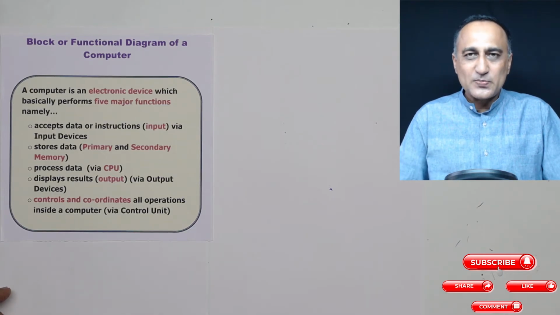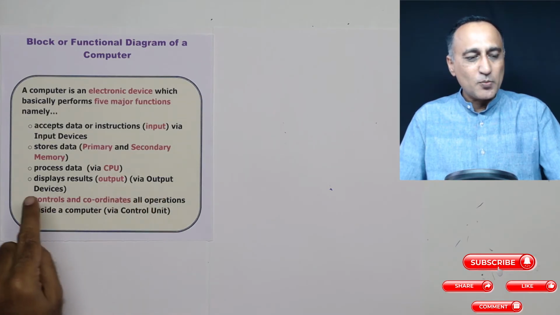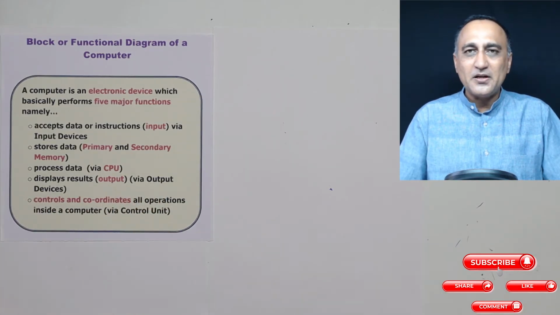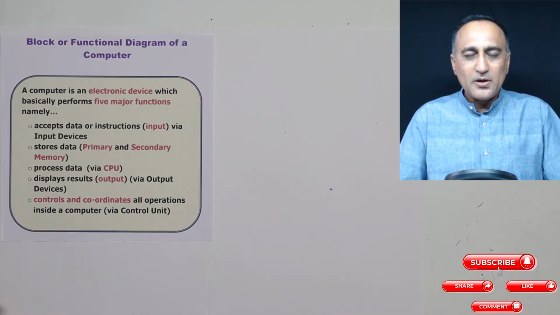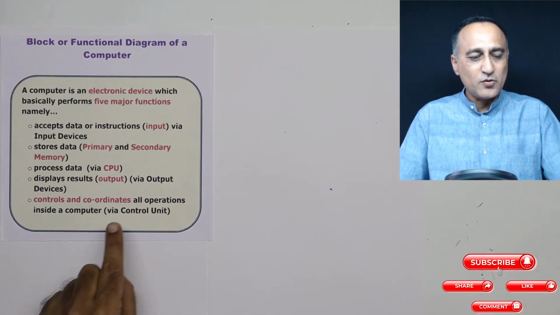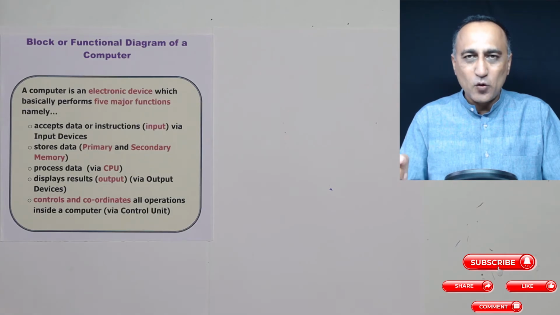CPU stands for central processing unit. Now once the data is processed, it has to be shown somewhere. The result of your marks card can be shown on the printer. The result of a game or of a certain calculation can be shown on the screen. So the output is displayed using output devices like a printer, monitor, and so on. The most important part of a modern computer is the central processing unit, and within that there is a unit called the control unit. What the control unit does is it controls and coordinates all the operations of the different parts of a computer.